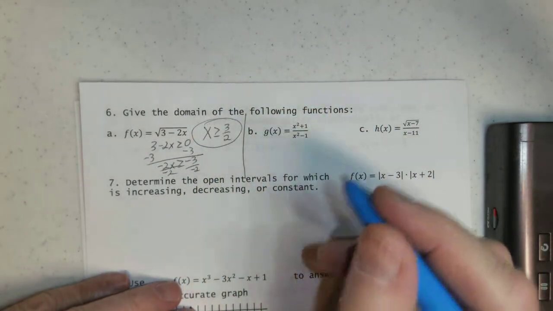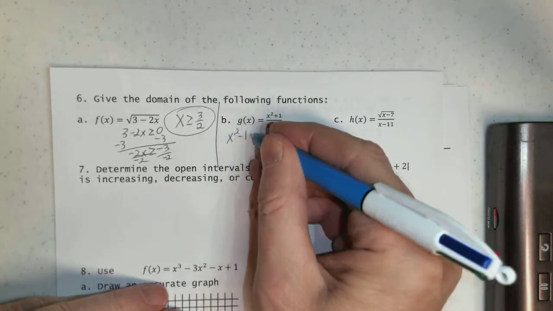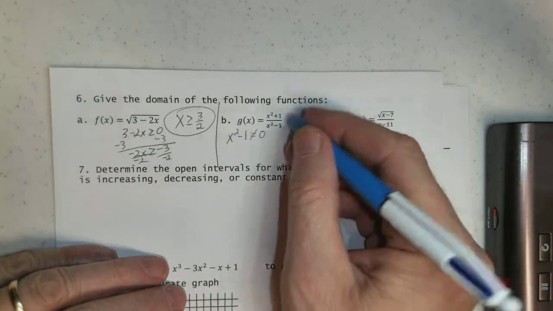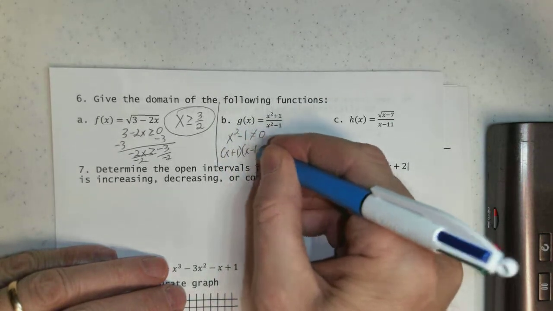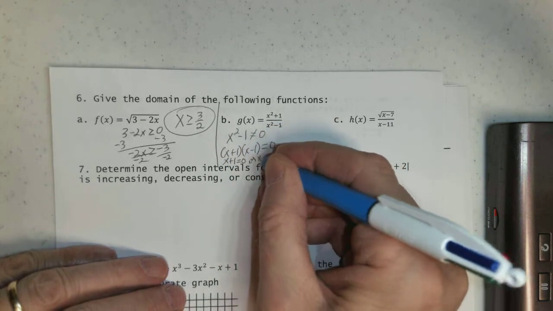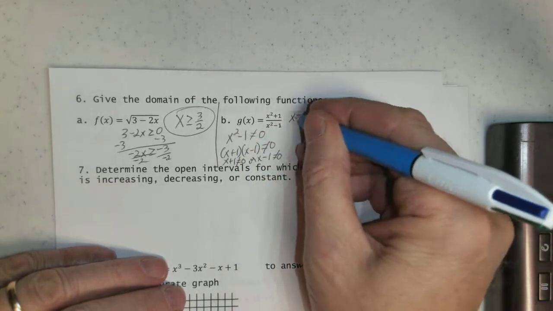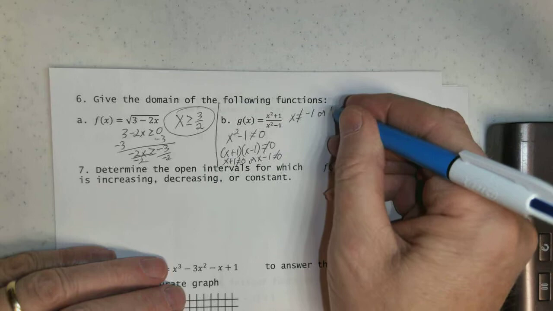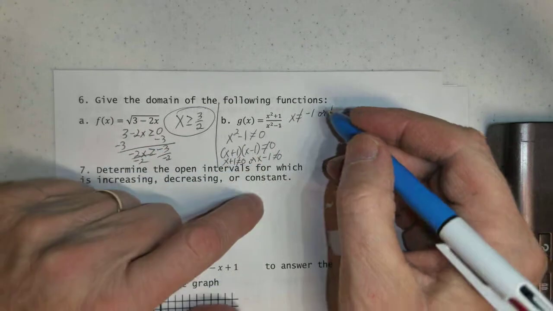There's my domain. This one, the denominator cannot be 0. X squared minus 1 cannot equal 0. So let's find out when it does, and we'll just say all reals except. So we're talking x plus 1 times x minus 1 equals 0. X plus 1 equals 0, or x minus 1 equals 0. So x is not equal to negative 1 or 1. Can't equal those two. That makes the denominator 0.